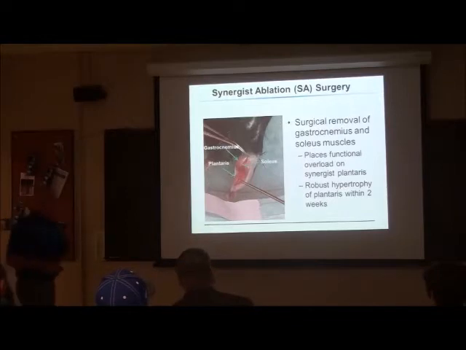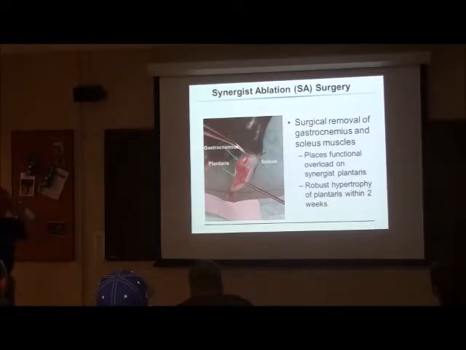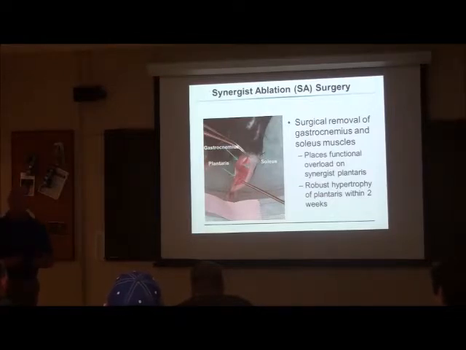Okay, so the model that we currently use, hopefully we're going to be changing, we come up with a different model. This is a model that's been around for 50 years. It's called synergist ablation. So here's a mouse. Here's the lower hind limb. You're looking at the dorsal aspect. What we do is we go in and we remove the gastrocnemius, right, the big part of your calf. We also take out the soleus, which in a mouse is very small, and we leave behind just the plantaris muscle. And as a result of that, the plantaris now has to assume the functional duties of like the gastrocnemius, okay? So we refer to this as a mechanical overload, and you get this very robust hypertrophy within a couple weeks.